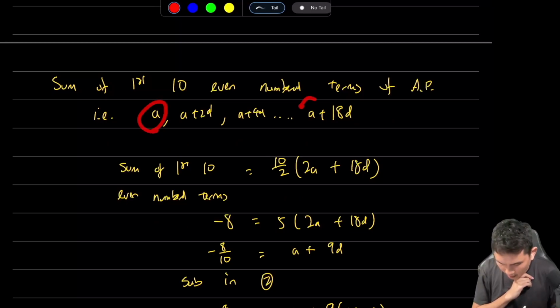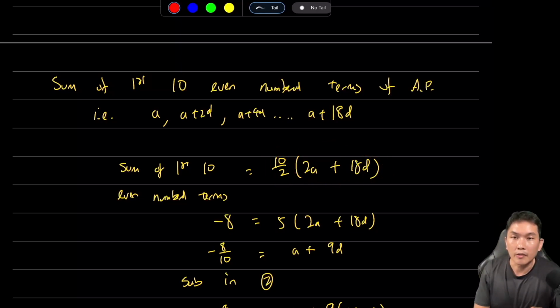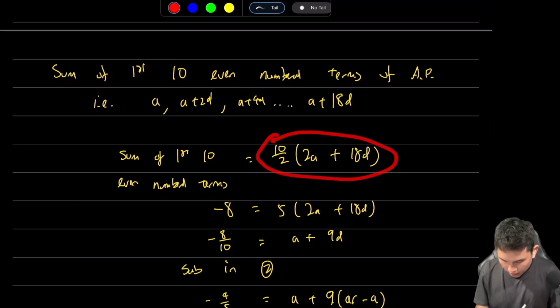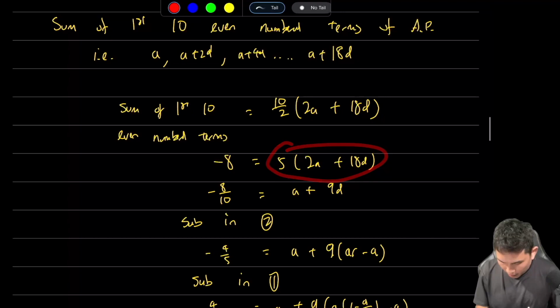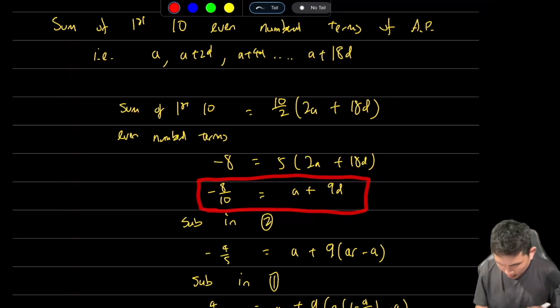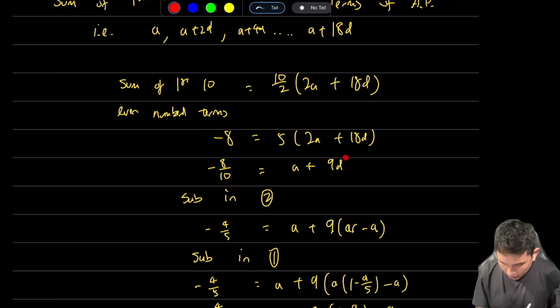First term, and this is the last term. So it'll be n over 2 times first plus last term. We know from the question that this thing is equal to -8. So let me put the -8 on the left hand side, and you should be able to come up with something like this: -8 over 10 equals A plus 9D. So the first thing I'm going to do is substitute in D, so that hopefully I will have no more D.